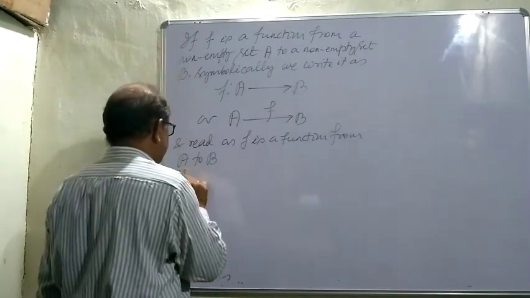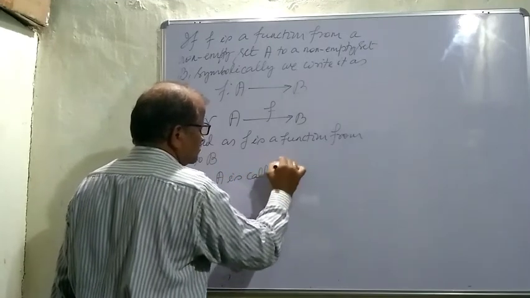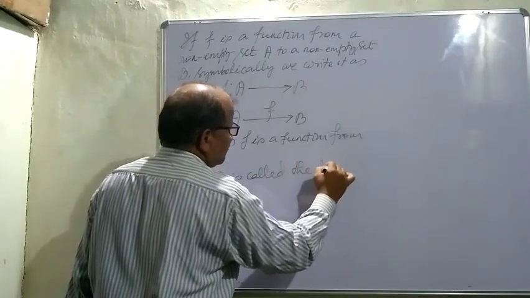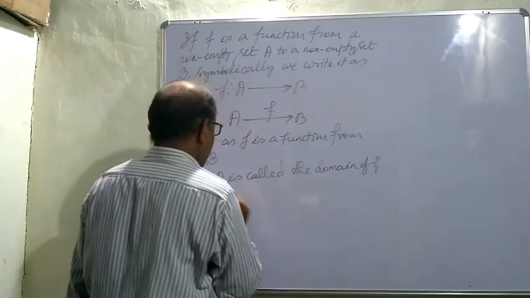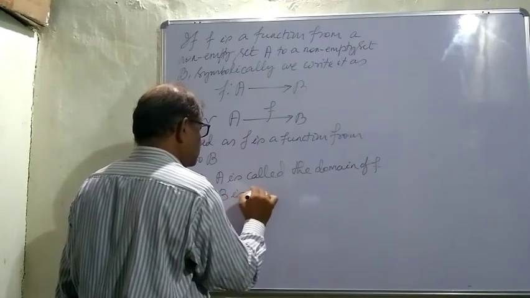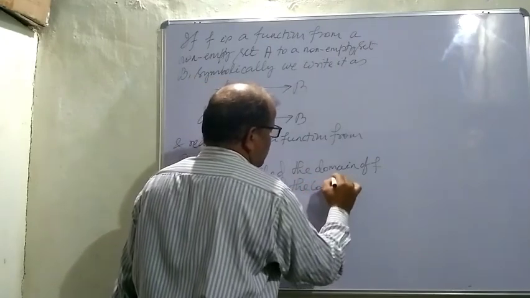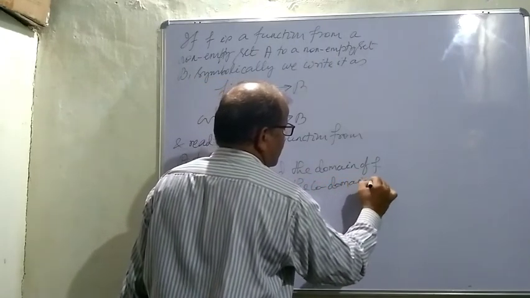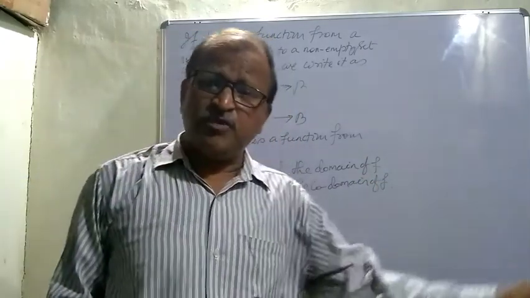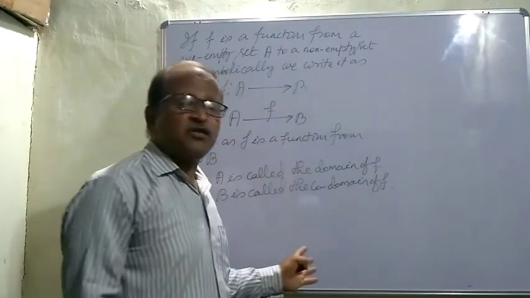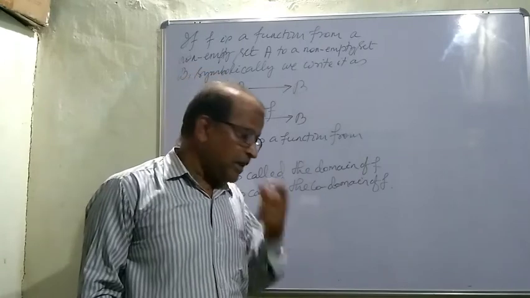Here A is called the domain of f and B is called the codomain of f. If f is a function from A to B, then A is called the domain, B is called the codomain of f.